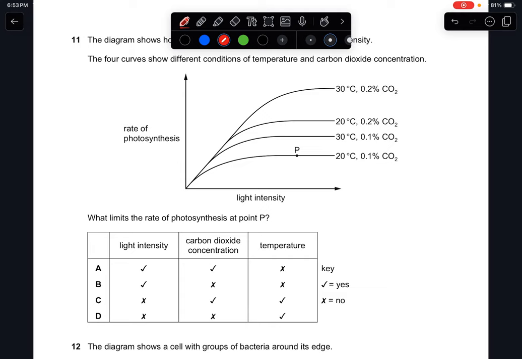So light intensity isn't the limiting one. Okay, so this is out. For carbon dioxide concentration, it is definitely because the amount has decreased from 0.2 to 0.1. So the limit is carbon dioxide. Alright, this is correct. Temperature, it changes as it goes down, so it also limits the rate of photosynthesis. So this is wrong, this is wrong, this is correct, it's correct. So the answer here is C.